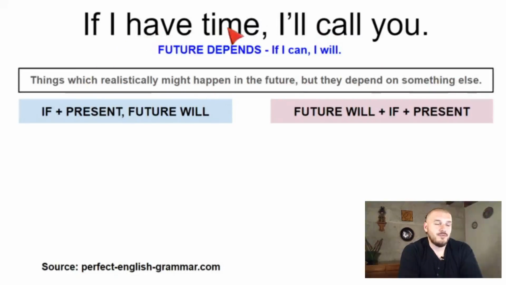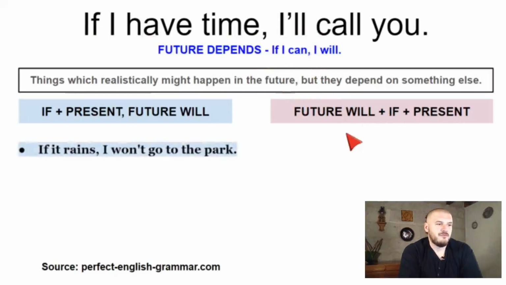Depende, si tengo tiempo, te marcaré. If I have time, I'll call you. So we can say if, and the present, if I have, future will, I will. Or we can use a different structure, the same information: future will, and then if, and then present. For example, if it rains, I won't go to the park. That's this structure, right? If it rains, I won't go to the park.